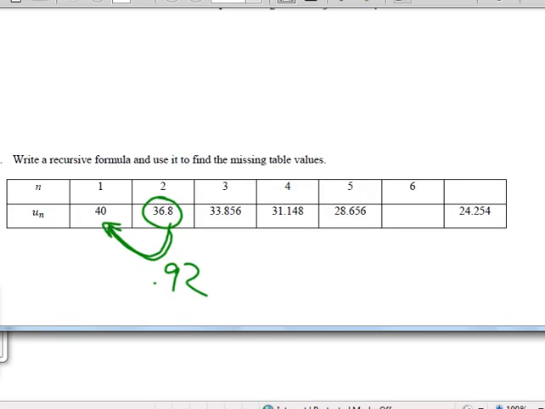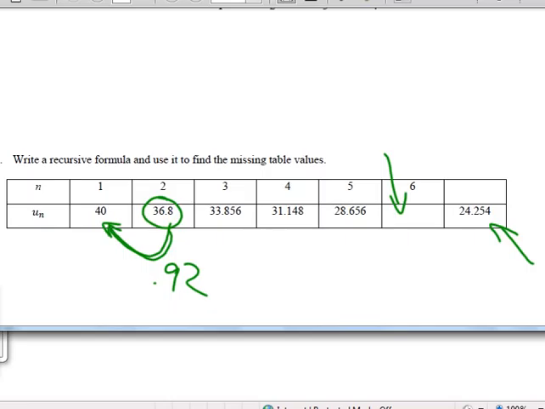And once you've done this, you put it into your calculator. You can figure out the sixth term, and you can figure out which term would be this. If your table is off a smidgen, and it says like 24.26 or something, it's fine. Don't worry about if your decimals are off just a tiny bit. It's because I rounded.